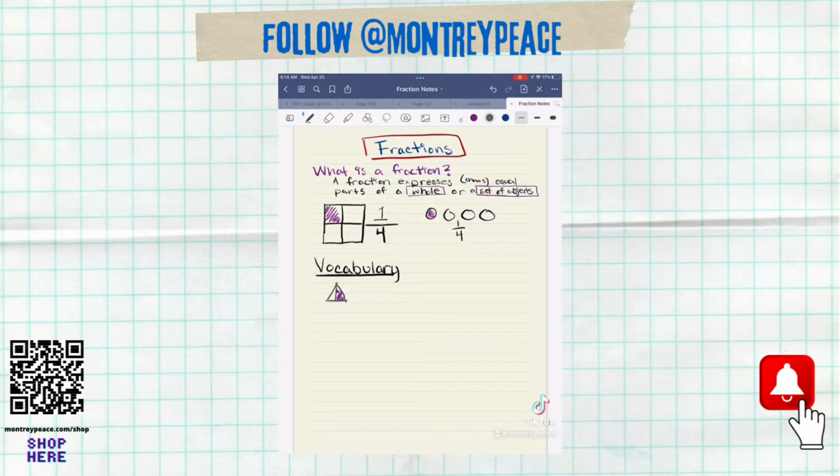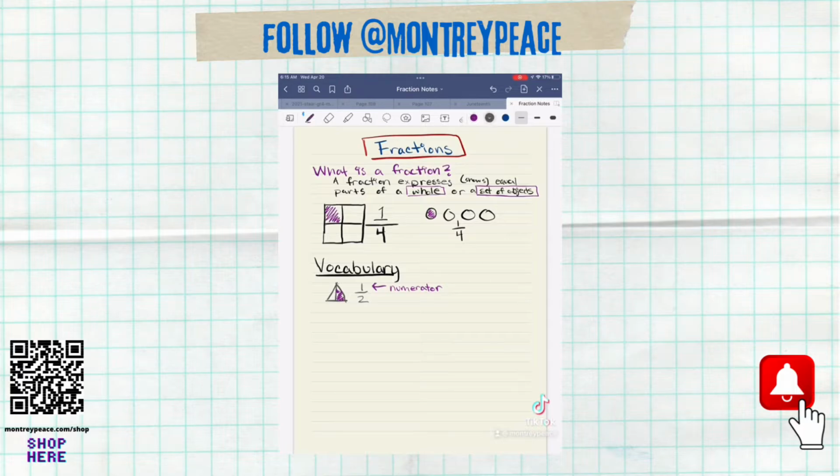So in total, how many parts? Gotta have 2. How many shaded? 1. So put that 1 on the top, 2 on the bottom. The bottom is always the total. Think about it, because the bottom is always going to be the largest, unless we're talking about improper fractions, but that's for another day.